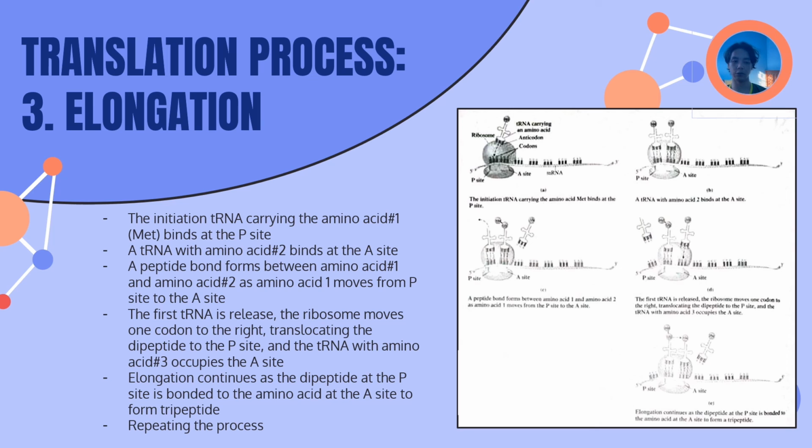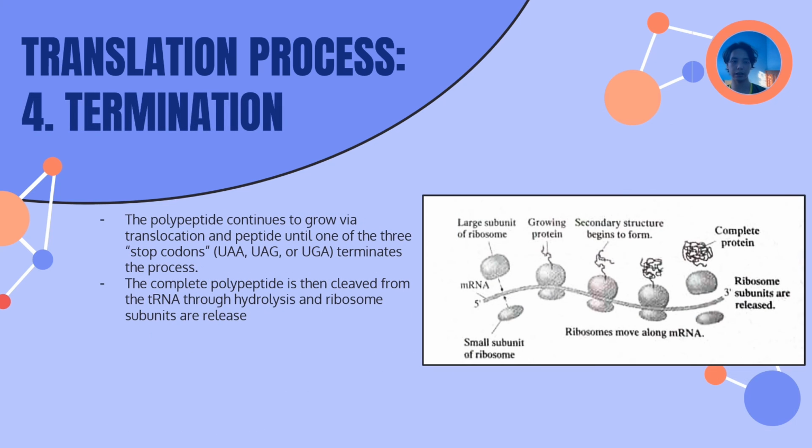Then the first tRNA is released. The ribosome moves one codon to the right, translocating the dipeptide to the P site, and the tRNA with amino acid number 3 occupies the A site. Then the elongation continues as the dipeptide at the P site is bonded to the amino acid at the A site to form a tripeptide. Then it will just continue repeating the process.